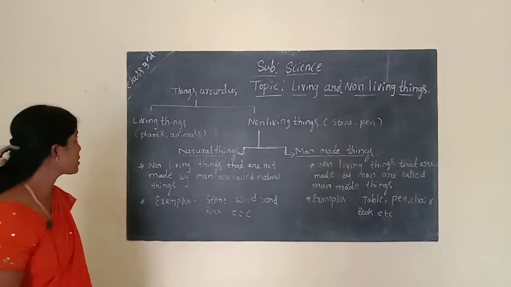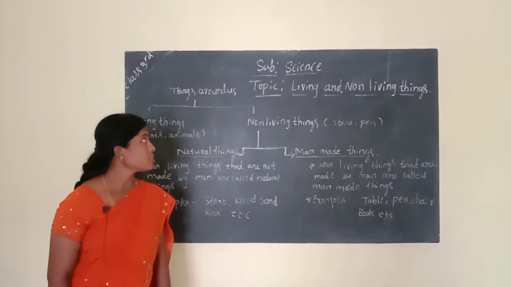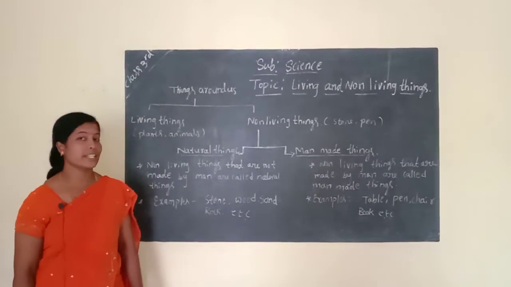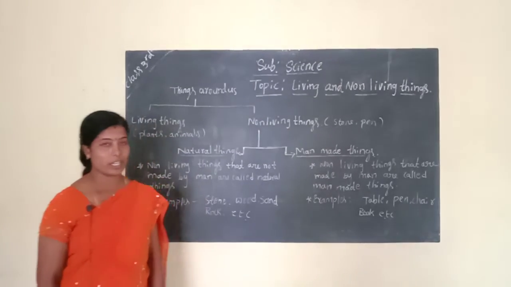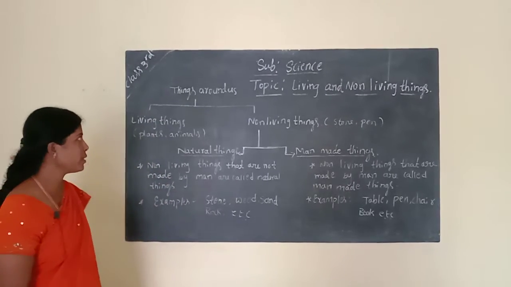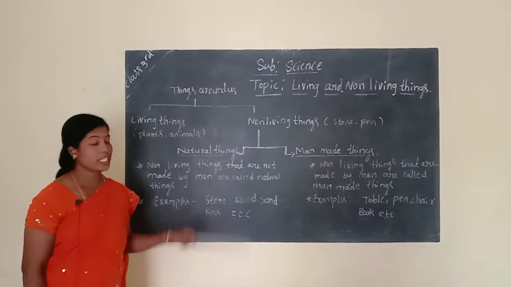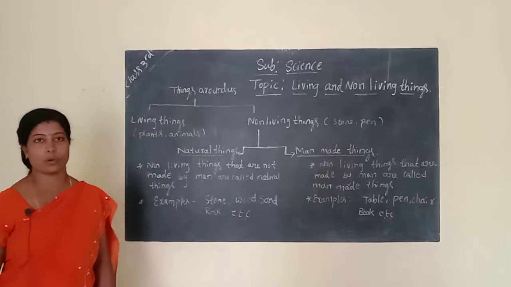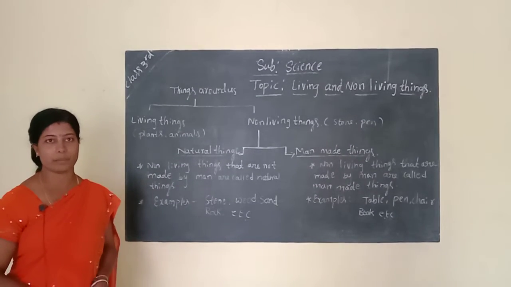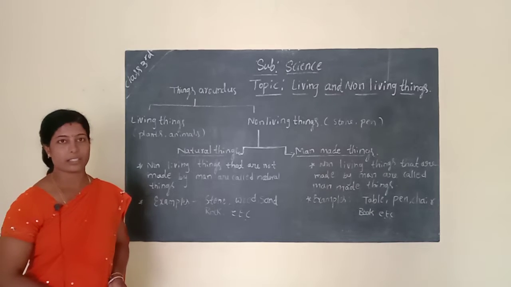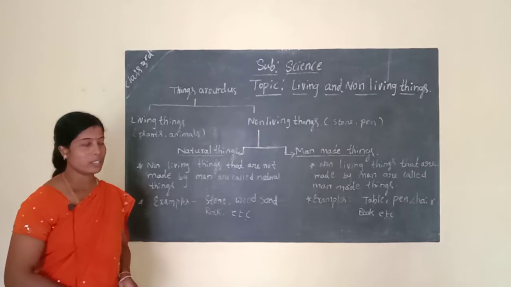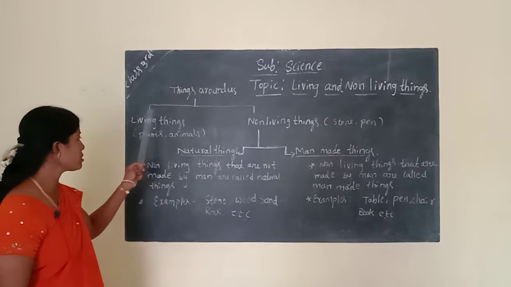Dear children, today I am taking the class 3rd standard, subject science, topic living and non-living things. We see so many things around us, right? Which are the things you see? Yes, stone, flowers, plants, animals, and sand, rocks, hills, right? These are the things around us.